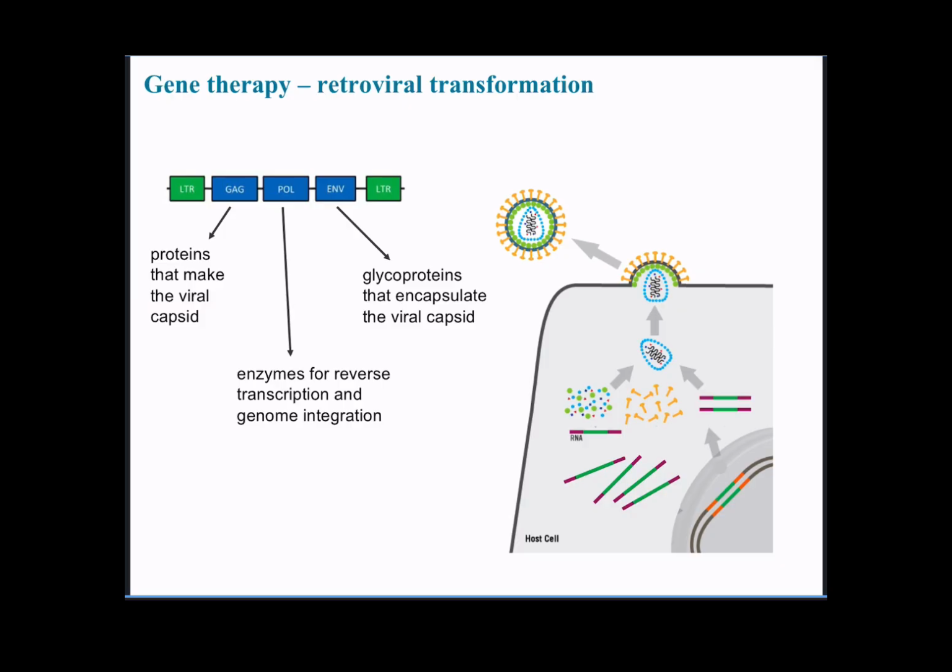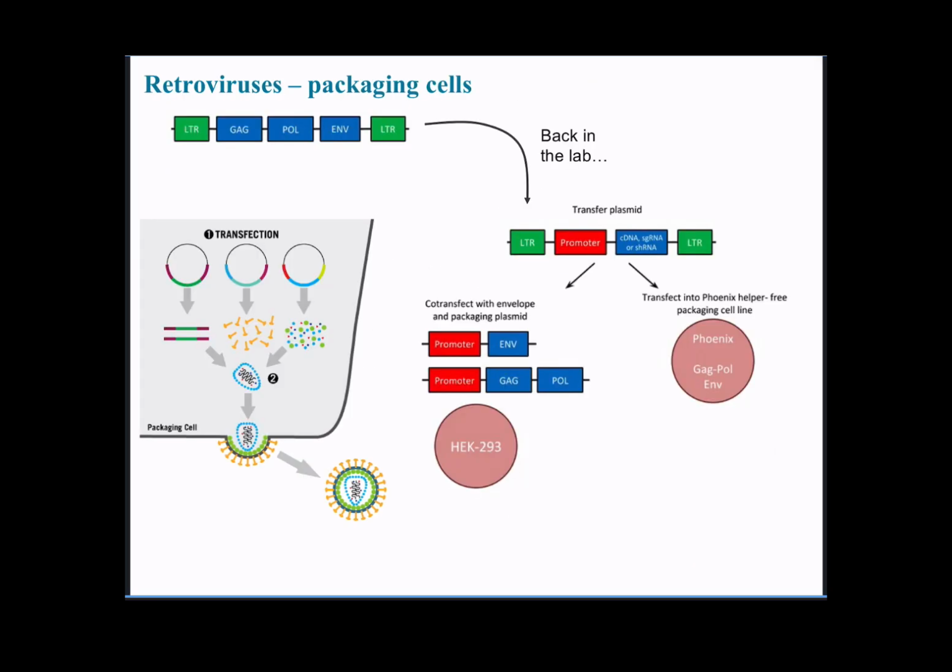So it's the proteins that make the viral capsid. Those are encoded by GAG genes. There are the polymerases that encode those enzymes that are important for reverse transcription and genome integration. And then there are the ENV genes that make the glycoproteins and the capsid proteins that are important for encapsulating new viral particles. So all of those things exist naturally in retroviruses and are important for a retrovirus to not only infect a cell and integrate itself into the genome, but also produce new molecules.